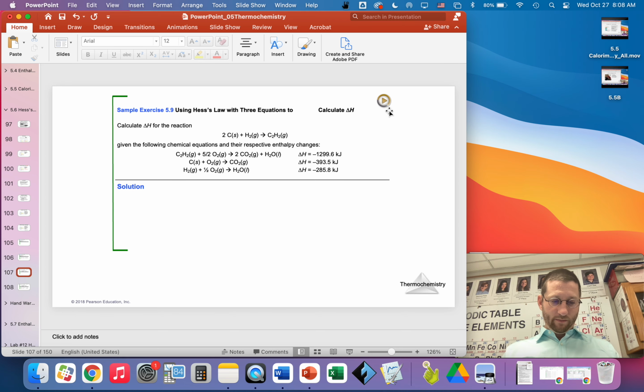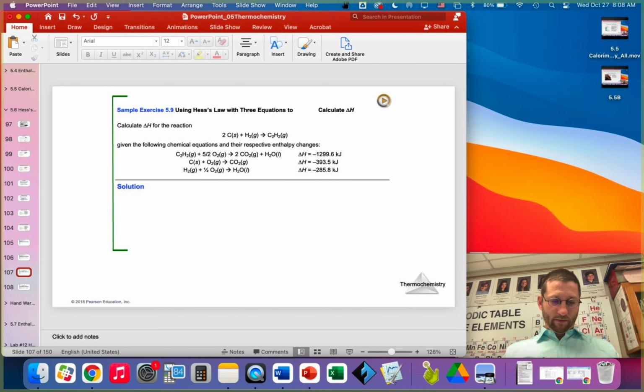So in this problem, we are trying to calculate 2 carbon solids plus hydrogen forming, this would be ethene. So a carbon double bonded to a carbon. Oh no, that would actually be acetylene. So that has to be a triple bond, 1 H on this side, 1 H on that side. So that would be acetylene. We oftentimes use that in welding.